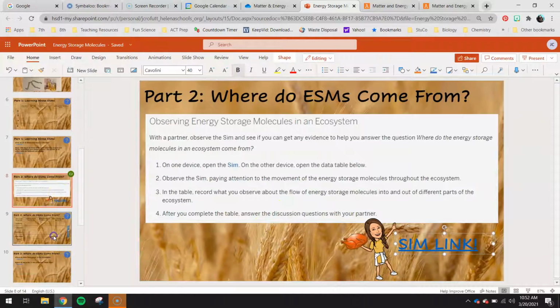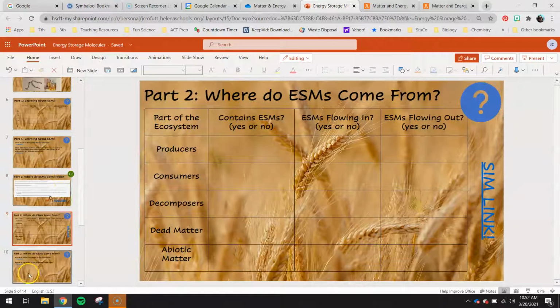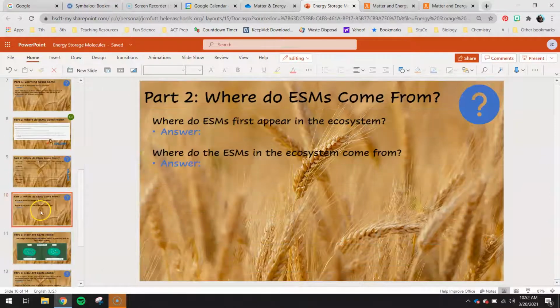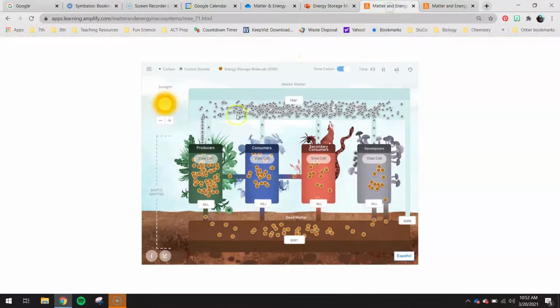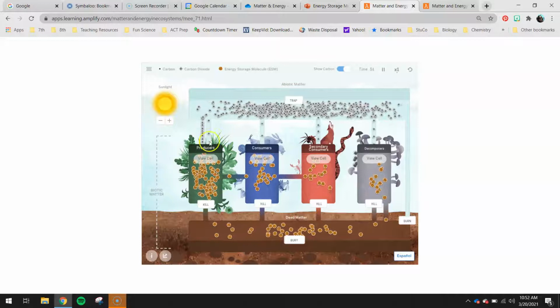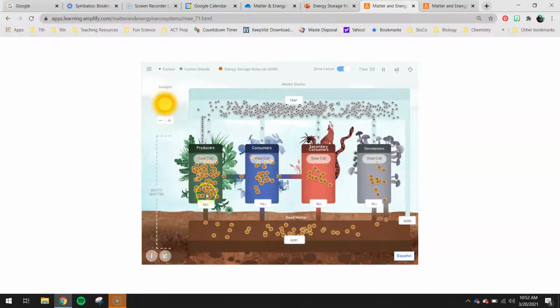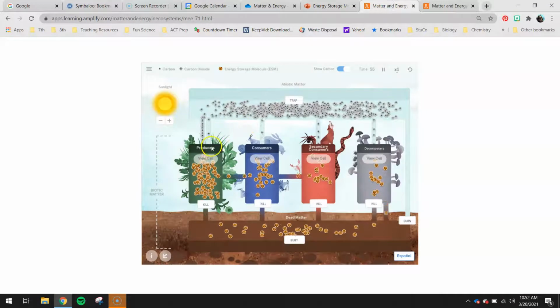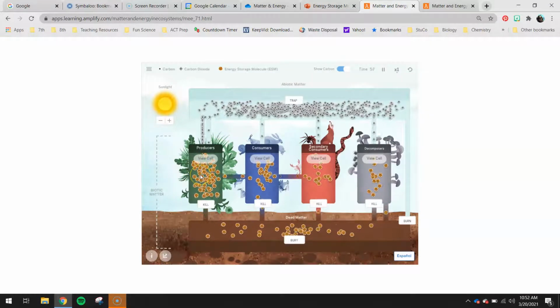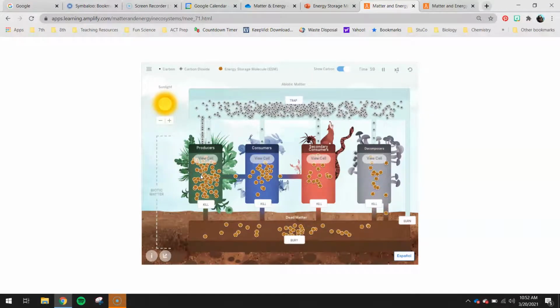Okay, so our questions are on the next slide here. You again have this little data table to fill out, and then your questions are right here. So producers, are there any ESMs in producers? You're going to look at your sim and say, all right, here are my producers. Are there ESMs there? Well, they have a lot of ESMs there, so you would type yes right there. Do you have ESMs flowing in? So do we have ESMs coming in? If so, where are they coming from? That's what you really need to ask yourself.